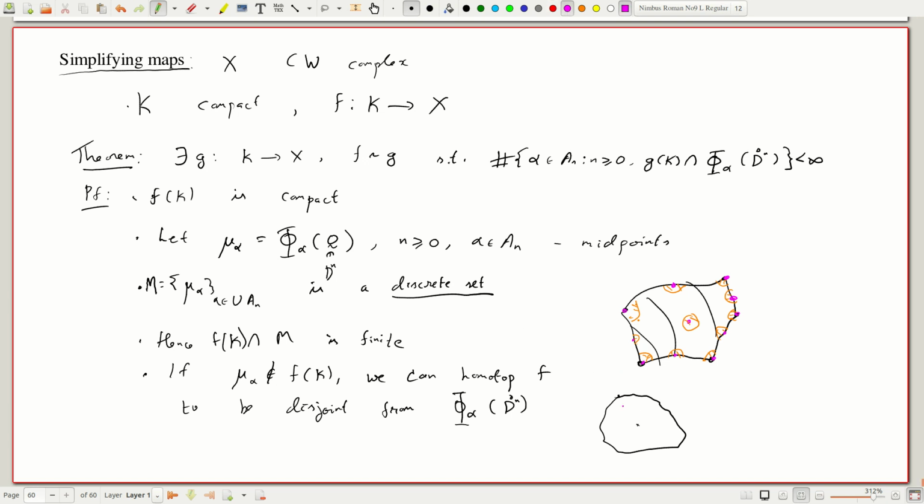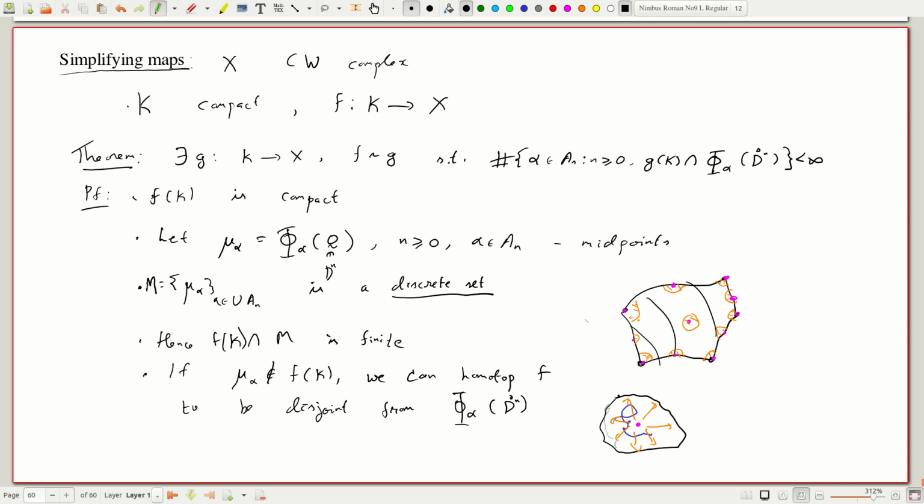I have its midpoint, which is this purple point, and I have f, which is something. I'll pretend it's one-dimensional here. It misses the midpoint, and if it misses the midpoint, then I simply radially homotope it away from these cells. Of course, you have to put together the radial homotopies. There are various ways in which you can do it. So you can radially homotope it so that it goes into the boundary of this cell. It's not in the interior anymore. Using radial homotopies with respect to all the midpoints, you can push it off the cells which it intersects.